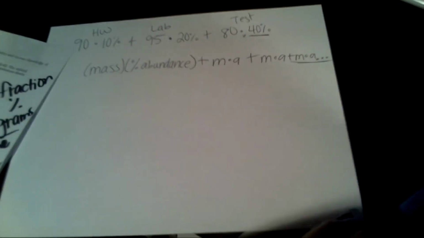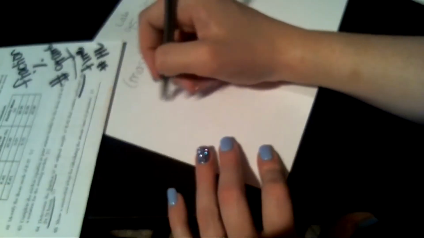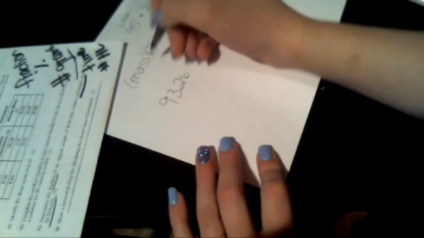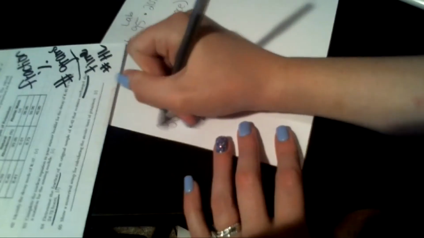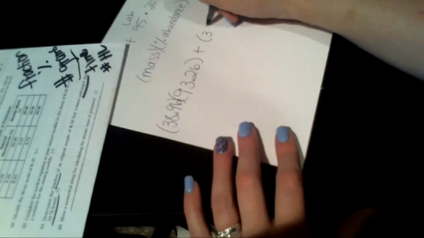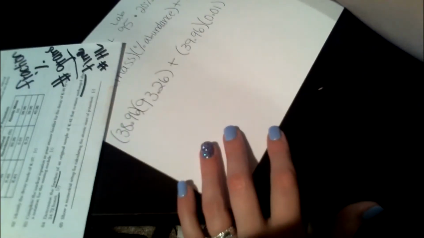So here we are doing potassium 39. So K39, we are going to take 93.26. I'm sorry, 38.96. Multiply those two, add them to 39.96 times 0.01 plus 40.96 times 6.73. Take that and divide the whole thing by 100.